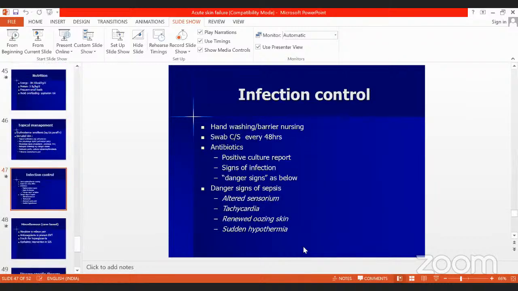Infection control, hand washing, barrier nursing every time. Swab the patient every 48 hours. Antibiotics used sparingly and cautiously as per the culture report.